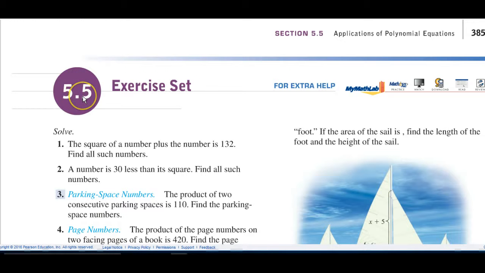In exercise set 5 of module 5, this is actually something we should have worked on earlier, but we wanted to give you some background in general algebra before we started this, so we'll take a look at it now.